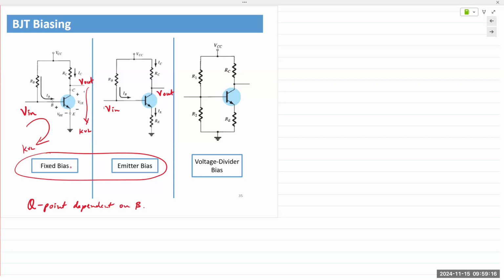Hence, we use voltage divider bias. In voltage divider bias, the Q point is somewhat independent of the beta values. There are, of course, certain considerations to take into account, but we will see those on Monday.